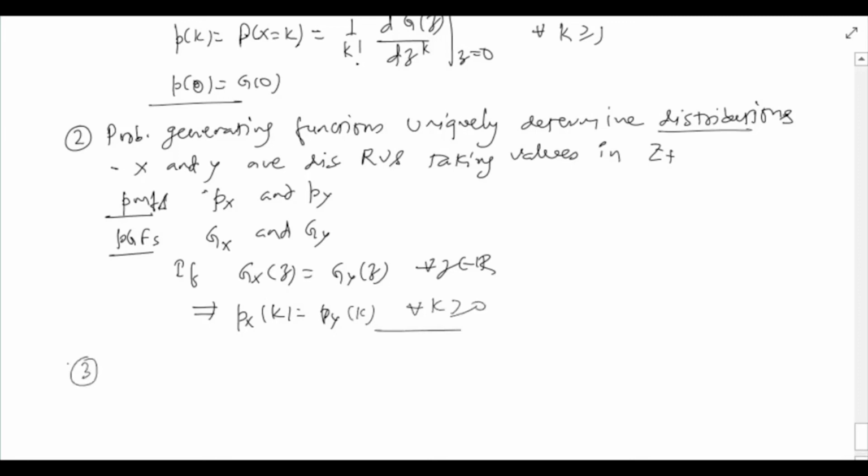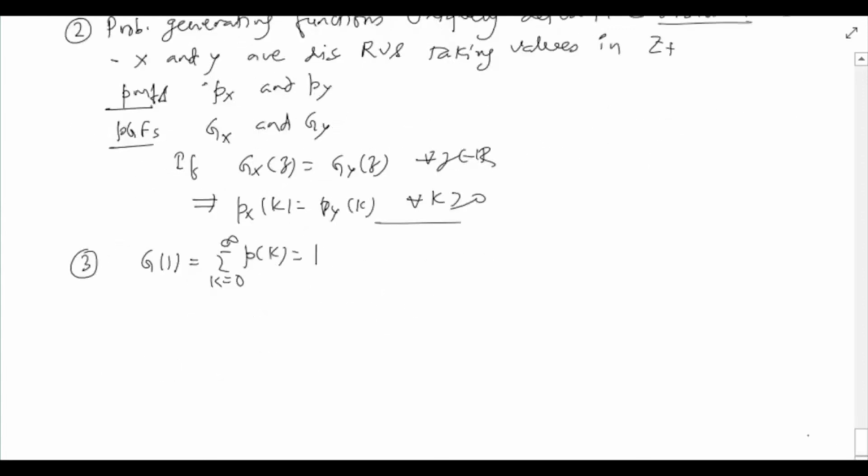The third property says that G(1) equals the summation over k greater than or equal to 0, that is k equals 0 to infinity, of p_k, and so it equals 1, given that X is a proper random variable, which is an assumption that we are making all through.